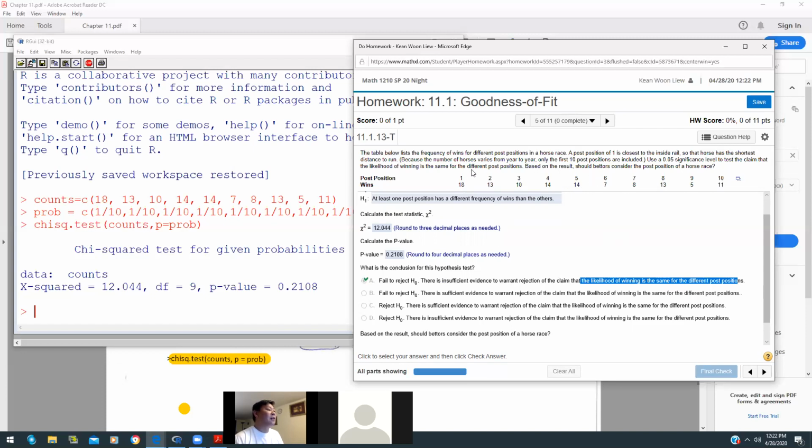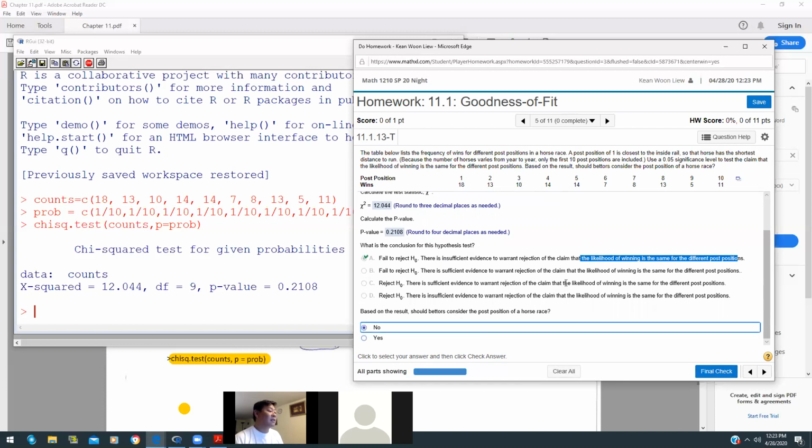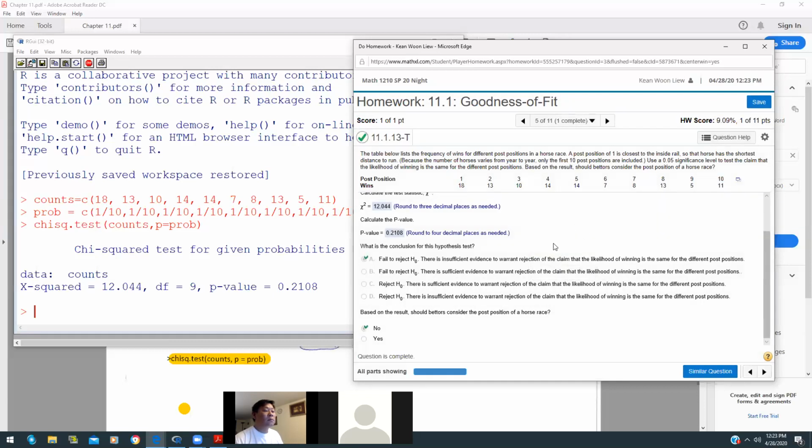People think that because you are in the first position, it's inside, so they run fast and they'll win. And those in position 10, which is further away, will not win a lot. But based on these results, should you better consider post position? In this case, no, because the results are the same. So the position of a horse race does not tell you who will win in this case. Is that because the chi-square is not as sensitive, and that a more sensitive test might tell you to bet on position 1? No, this is not based on the chi-square.